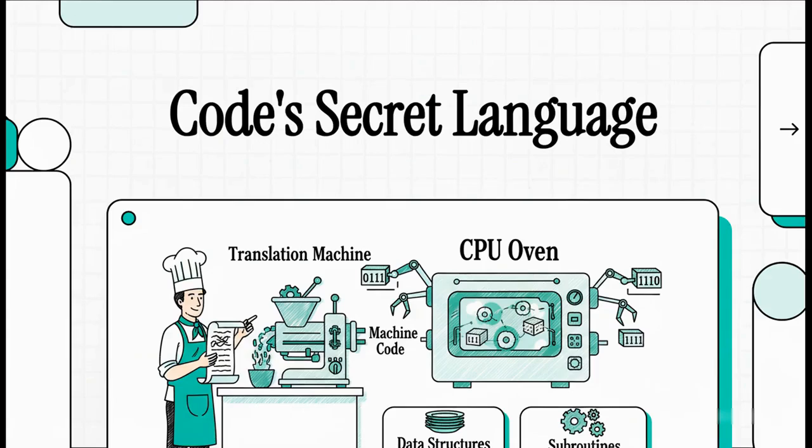Have you ever written a line of code and just wondered, how does the computer actually get it? How does it turn your thoughts into actions? Well, today we're going on a special tour. We're going inside the computer's kitchen to learn the secret language of its head chef, the CPU.